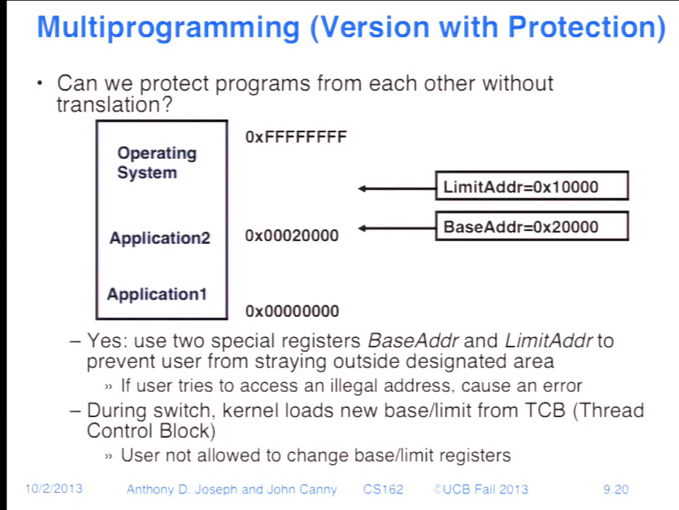So this data, the base address and limit address, now has to be part of the description of the thread. They have to get swapped in and out when the thread gets swapped in and out. They have to be system managed. User code shouldn't be allowed to set them.